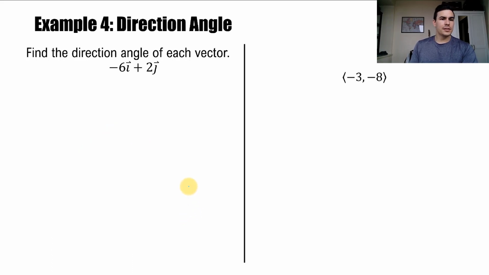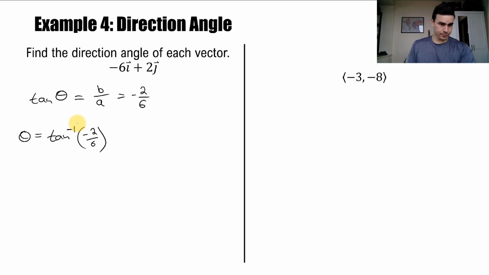So I've got negative 6i plus 2j. So let's see, the tangent of theta, again, is going to be b over a. So that's going to equal 2 over negative 6. If I take the inverse tangent of both sides here, then we'll have inverse tangent of negative 2 over 6. That's going to give me this angle of negative 18.43 degrees.